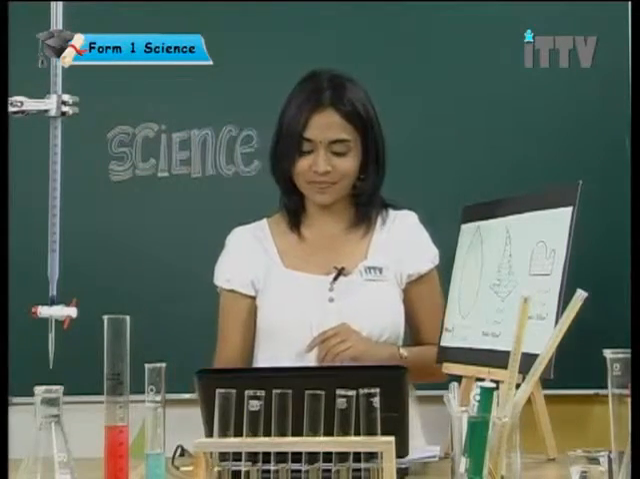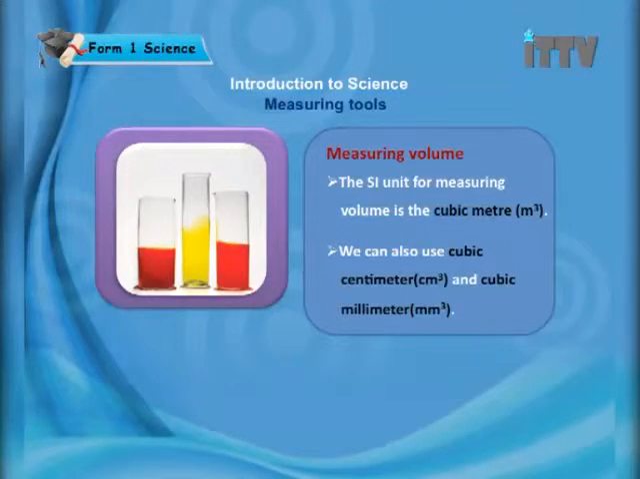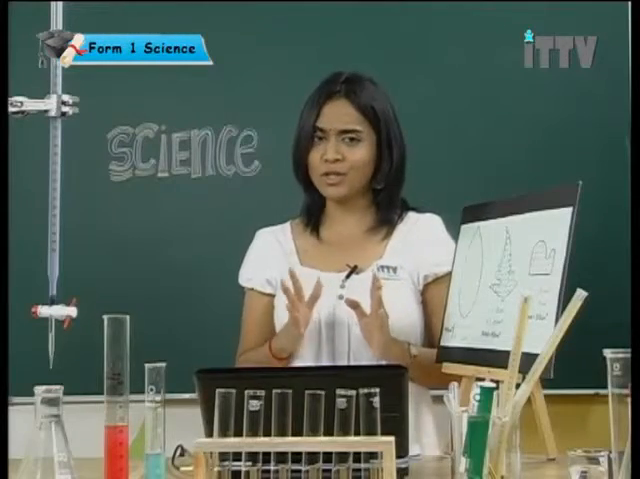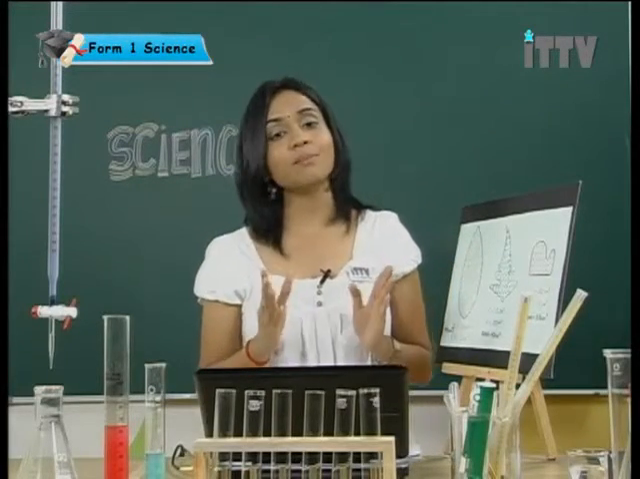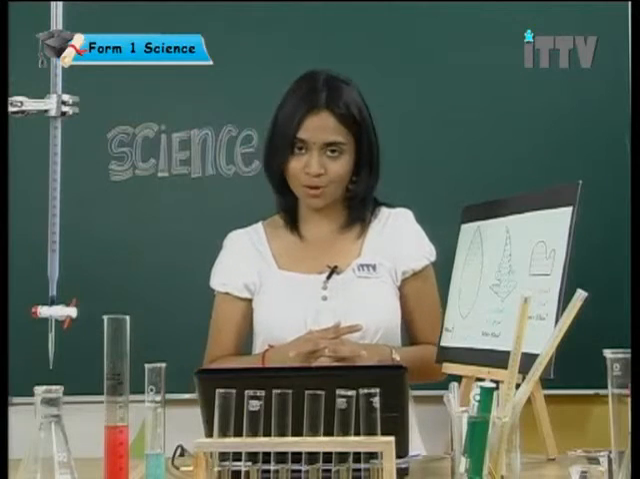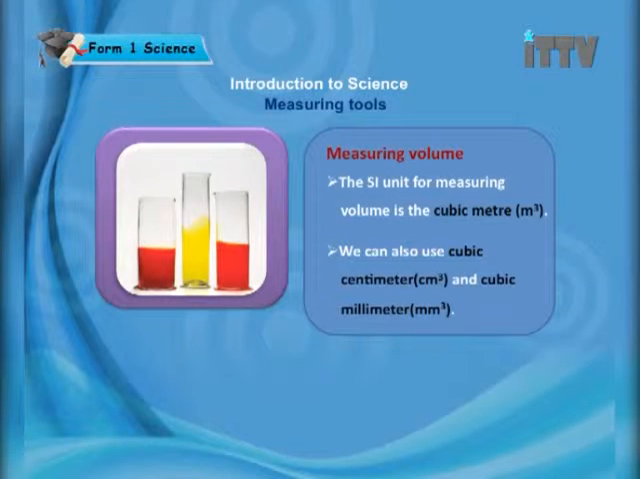Let's go, students. The SI unit for measuring volume is the cubic meter. So surface area was all about square meter, square kilometer, square centimeter and square millimeter. Now we have a new term which is cubic. So remember, the SI unit for volume is cubic meter. We can also use cubic centimeter and cubic millimeter, just like surface area, square centimeter, square millimeter. Here we use cubic centimeter and cubic millimeter.